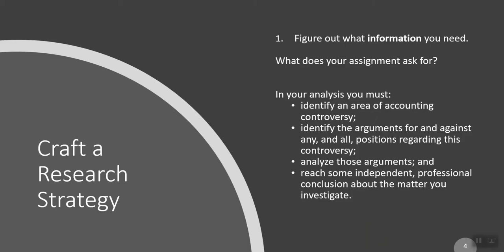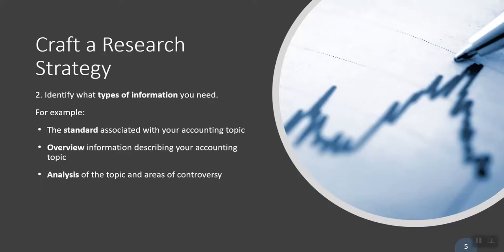So the first step in crafting a research strategy is to think about what information you need. And that means you should look really closely at the assignment that your professor gave you. So directly from your assignment, your professor wants you to identify an area of accounting controversy, and then to look at the arguments for and against that controversy, and then to analyze them and reach a conclusion about them.